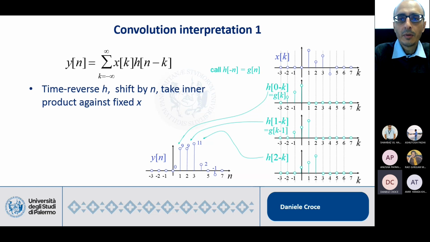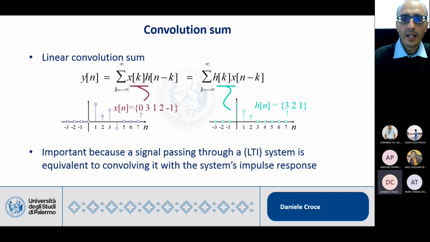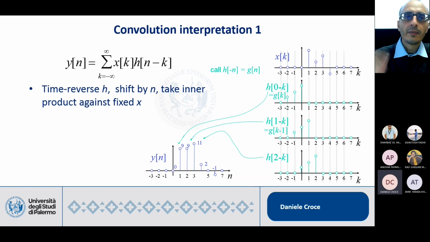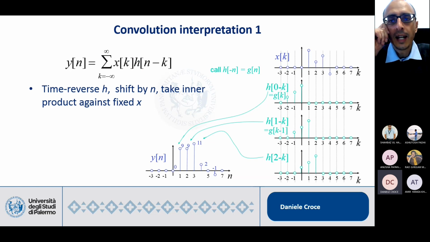So if n is 0, what you have is this h of minus k, or if you want, g of k. And it's the flipped version. So remember here, how was h? The values are 3, 2, 1, and then all the rest is 0. And then the first interpretation of the convolution is to flip in time h, and then you shift the function in time. Okay?